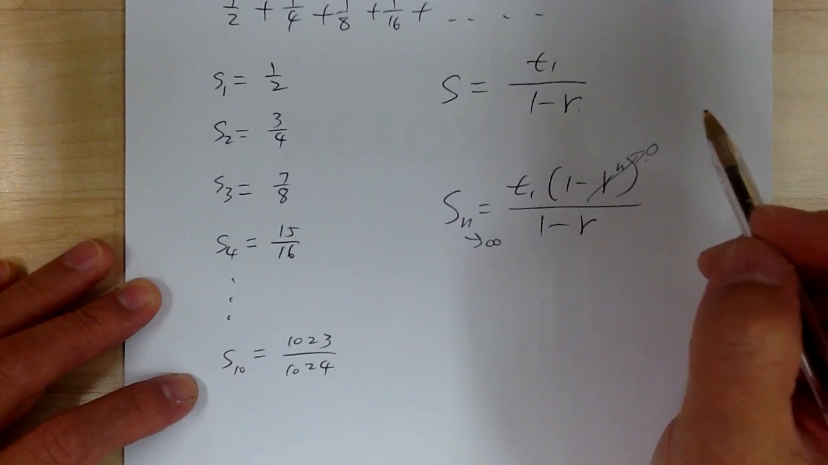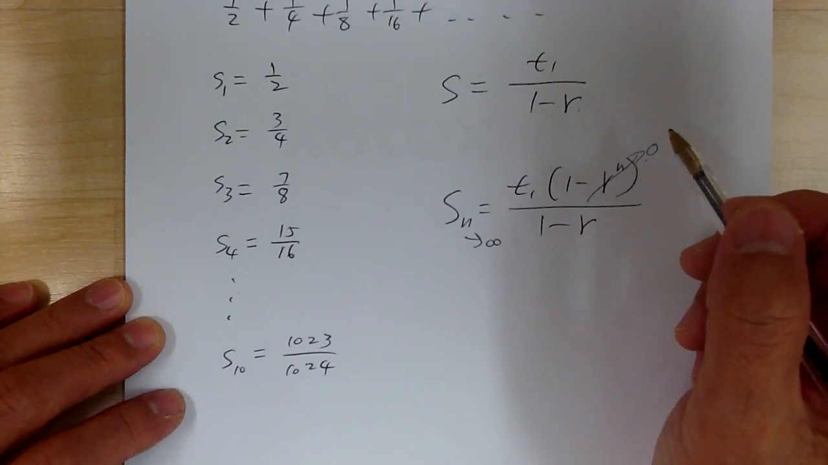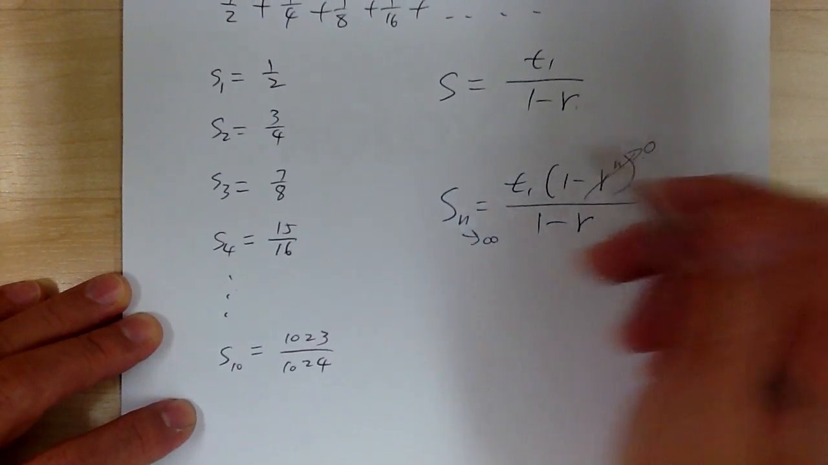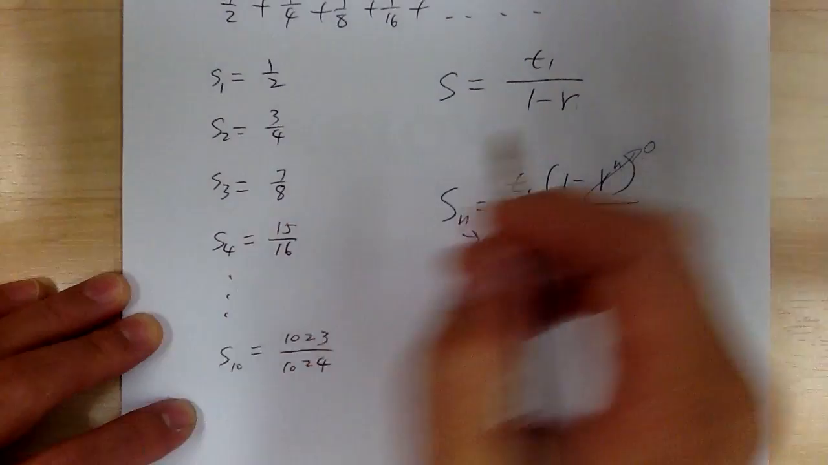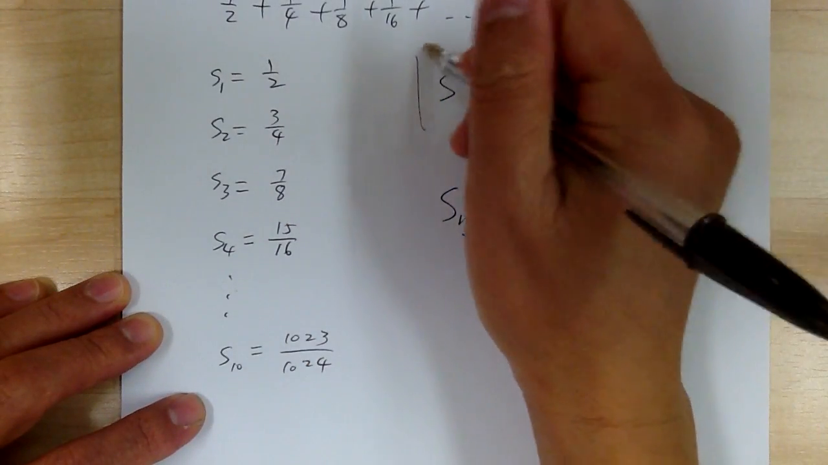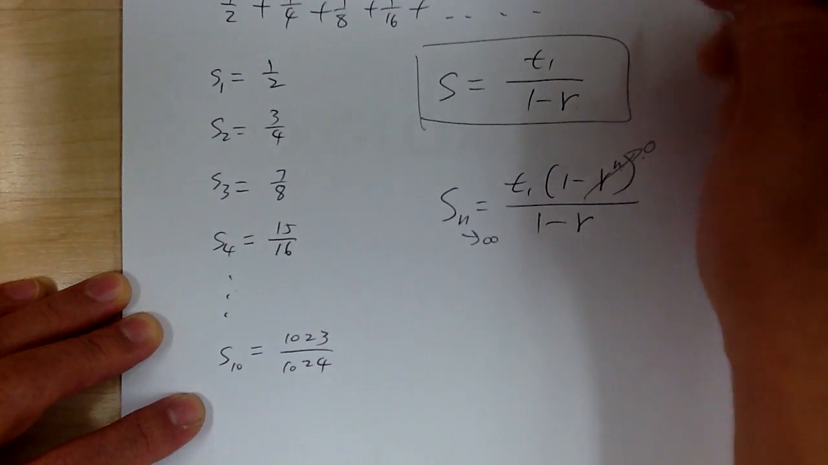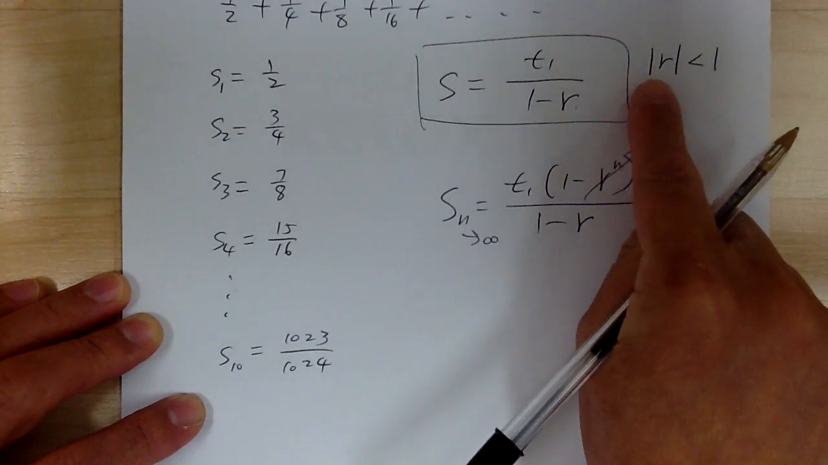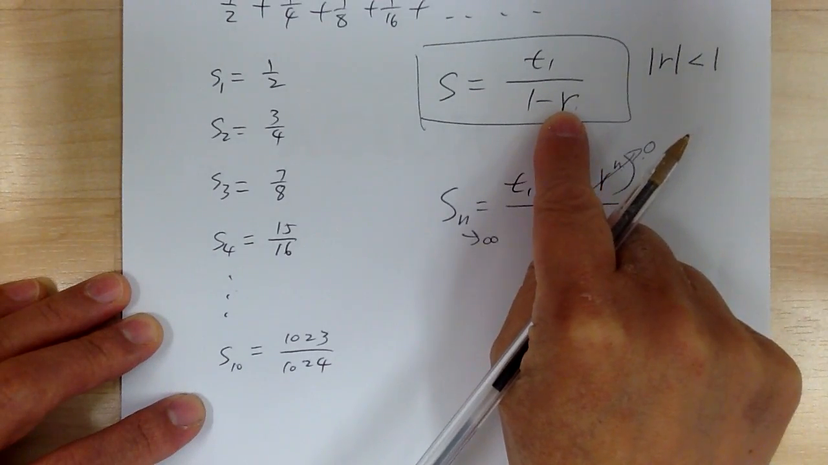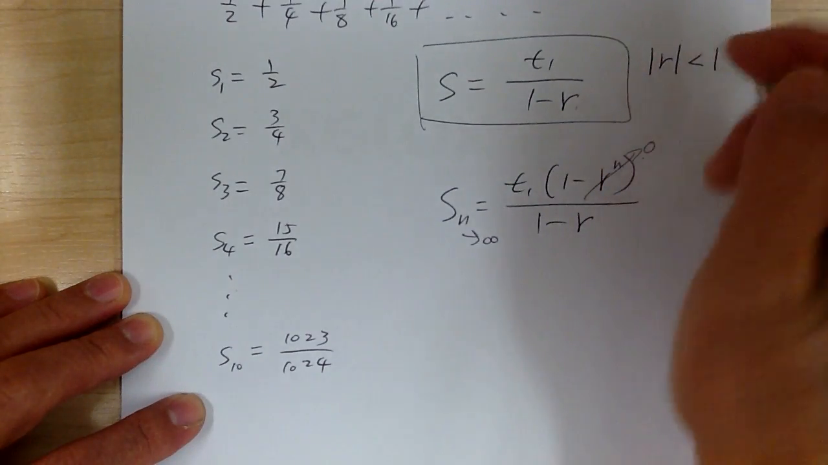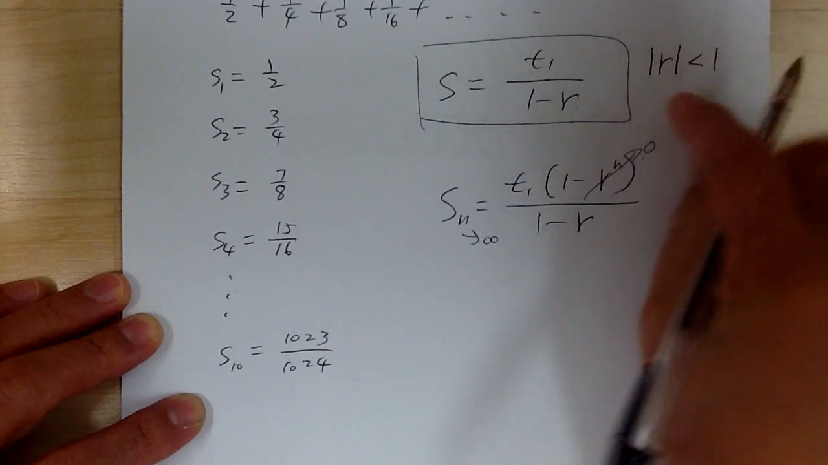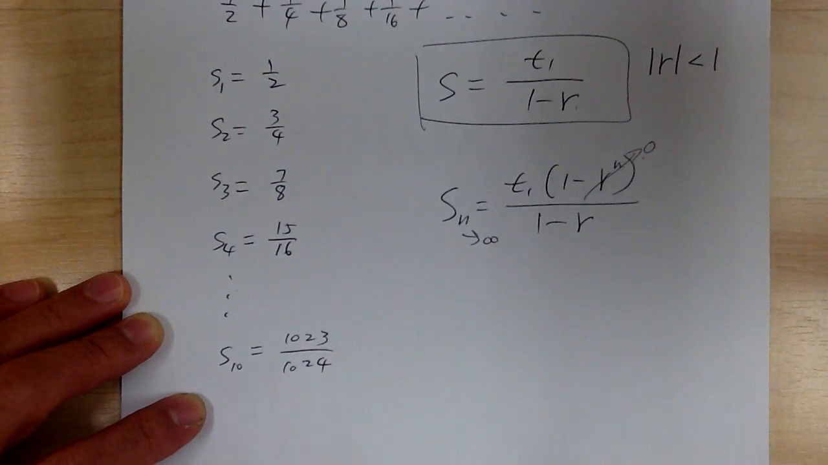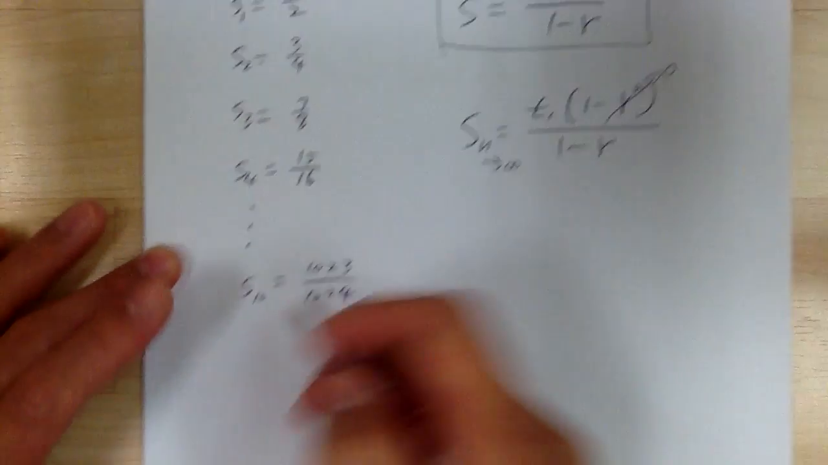Now if you look at the theorem on page 501, in order to use this equation, the absolute value of r has to be less than 1. So in order to use this for the infinite sum, the absolute value of r has to be less than 1. What this means is that when you just look at the number, not the sign, the number will get smaller and smaller and smaller. Okay? So that's what it means.